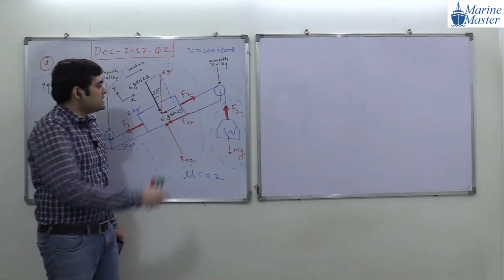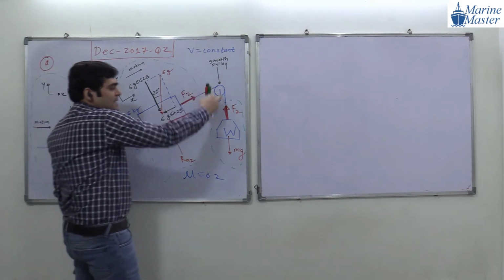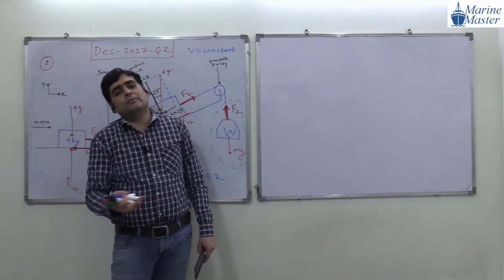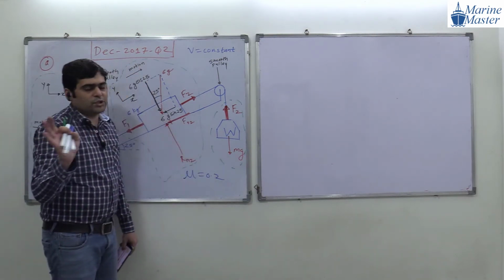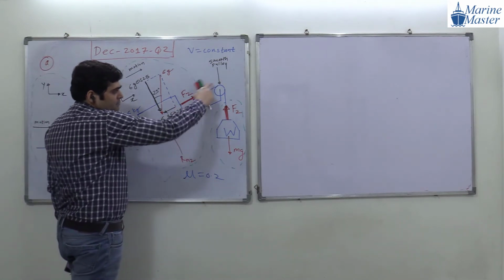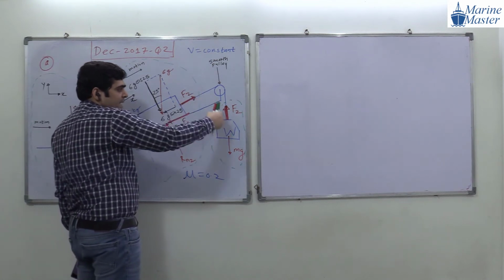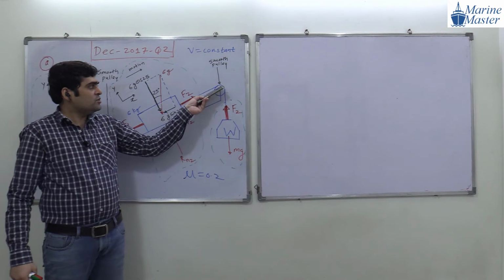Why? Because it is the same wire. See, the wire is the same here also. There may be wire, there may be thread, or they may say rope. They may say it like this in the question. So as it is the same connecting wire, tension on this side and tension on this side will be the same, because our pulley is a smooth pulley.